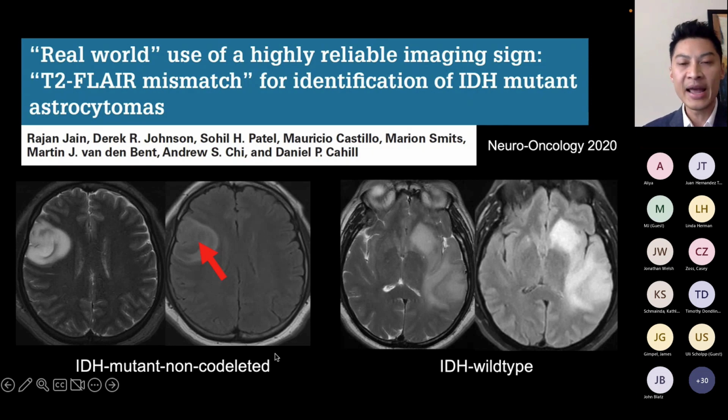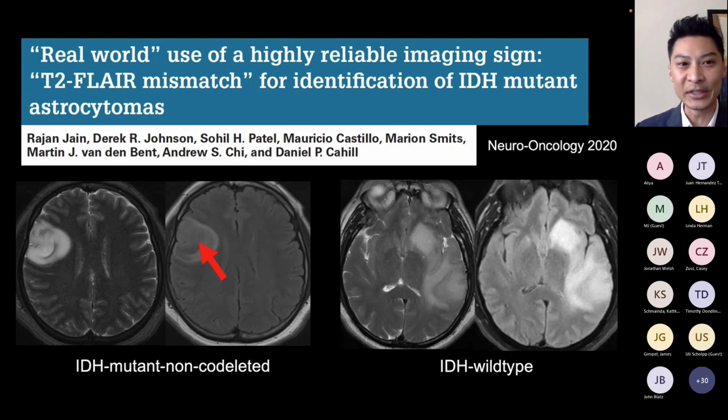is suppressed. And in the setting of an astrocytoma, this is not relevant to oligos, that's predictive of an IDH mutated tumor. And you can see in the absence of the T2 FLAIR mismatch sign, where you don't have the suppression on FLAIR, this one turned out to be wild type, or it has the absence of the mutation.